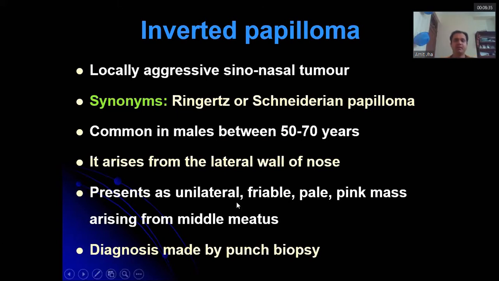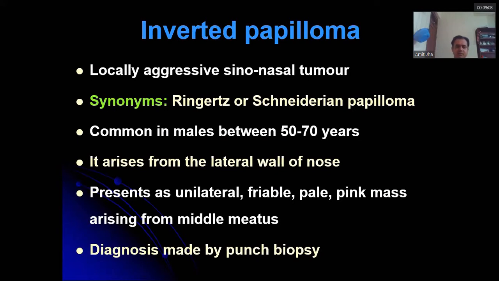Right? Now look at this point, unilateral. There are so many masses that are unilateral. Sometimes, inverted papilloma can be confused with an antrochoanal polyp too, because that is also unilateral. An antrochoanal polyp is also usually pale, but not pinkish, and all of them arise from the middle meatus. Right?